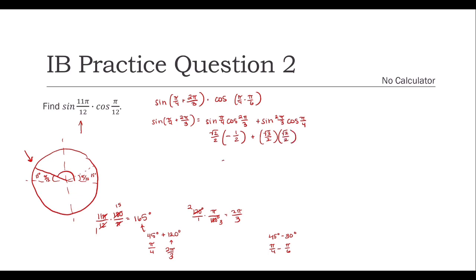So when we multiply, we'll get negative root 2 over 4 plus square root of 6 over 4. So that's root 6 minus root 2 over 4. So now that we have our sine of this, we need to find our cosine as well. So our cosine of pi over 4 minus pi over 6 equals our cosine of pi over 4 times our cosine of pi over 6 plus our sine of pi over 4 times our sine of pi over 6.